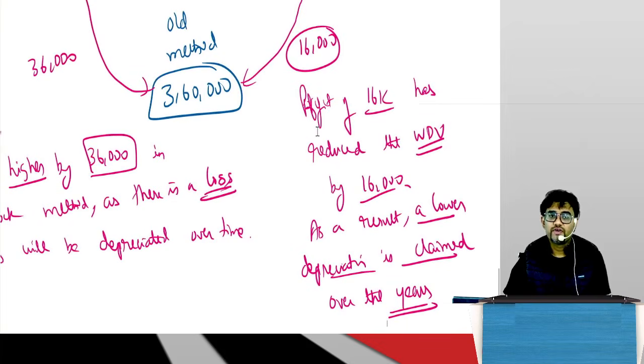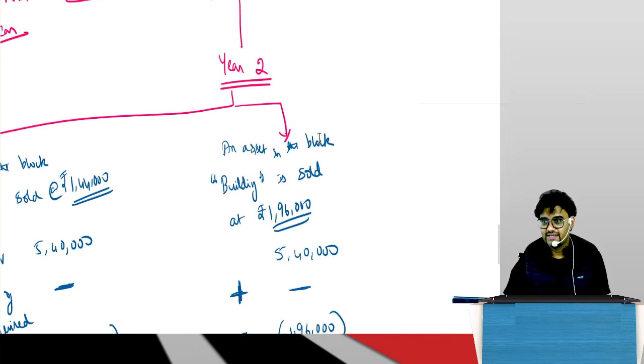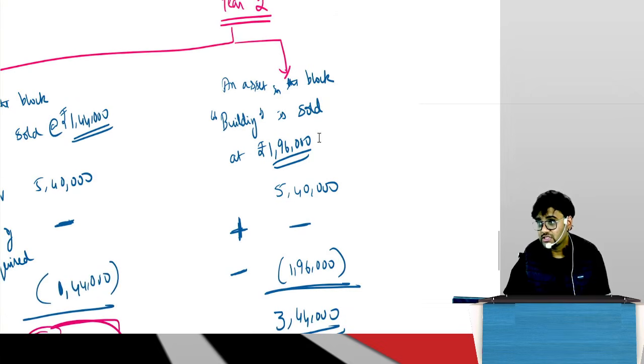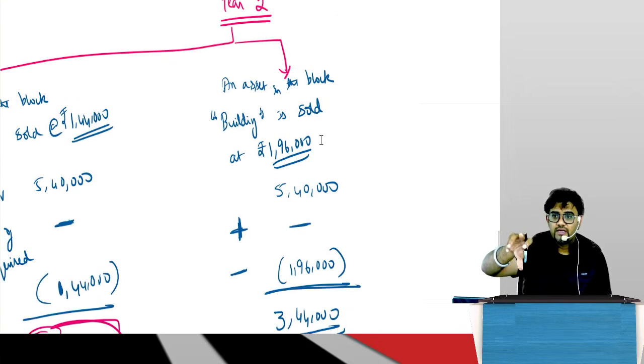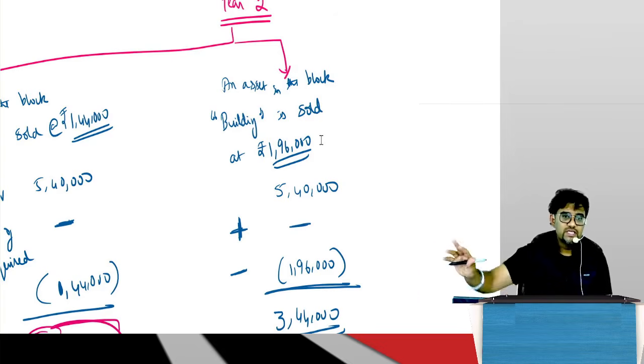Understood, guys? In the first method, spot death, 36,000 loss, that year only debit, move on. This is the true love method, the block asset method. Asset will not be with you, but still you will depreciate it over time. If it is a loss, lesser amount is subtracted, so WDV becomes high and you will keep on depreciating. If it is a profit, more amount is subtracted, and ultimately lesser depreciation is claimed than in the old method.